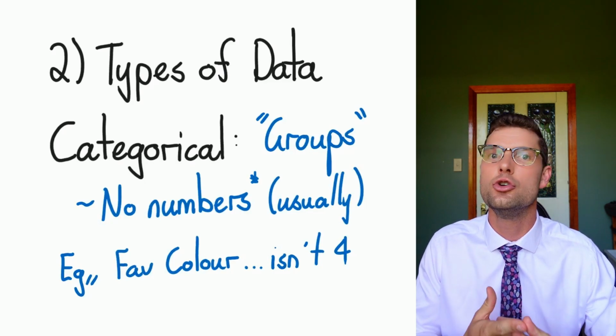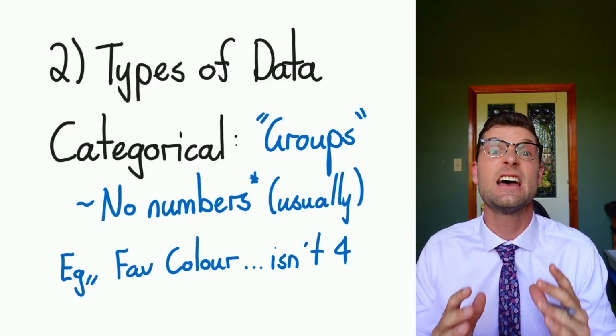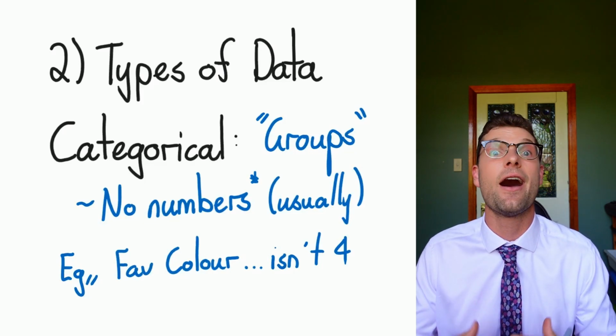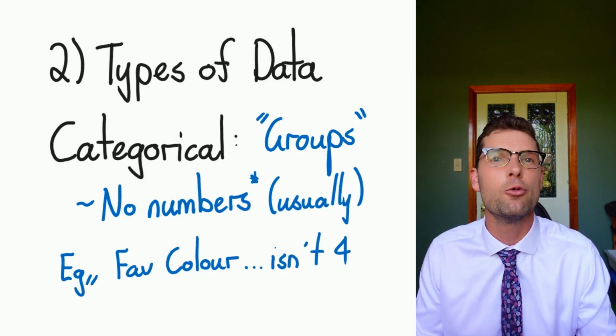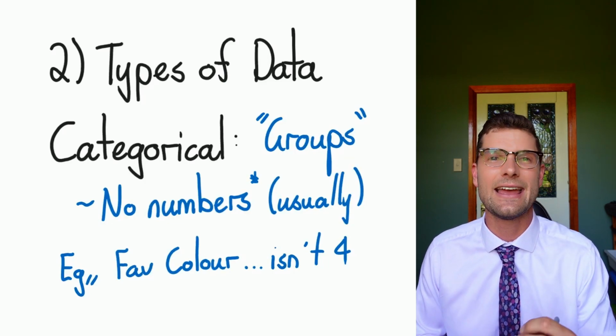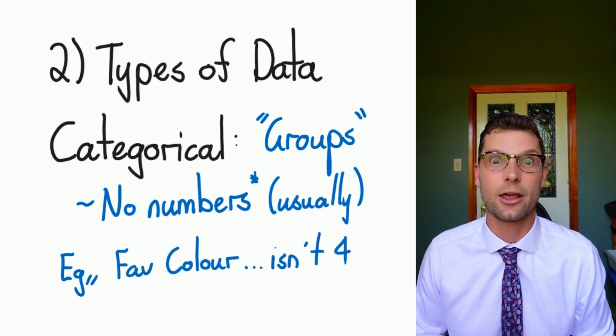What's your favorite color? Who's your favorite sports team? Favorite band? These are all categories. If I asked you who's your favorite footy team and you said the third team, that wouldn't make any sense to me. If your answer is a word, we're talking about categorical data.